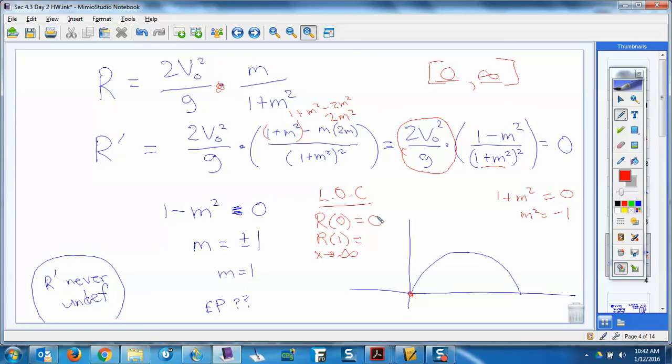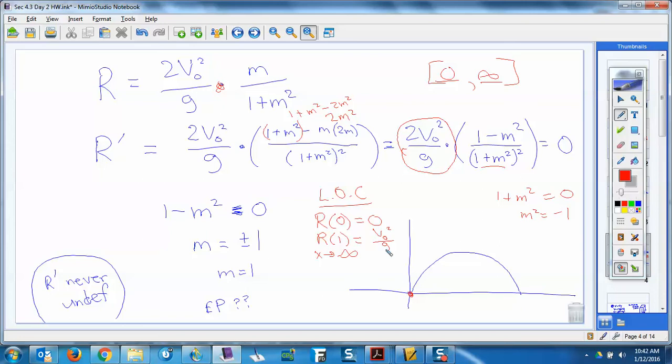All right, so let's put a 1 in here. So we get 1 over 2. The 2 would cancel this. And so you end up just getting V sub 0 squared over G, which is just some positive number. Both of those were positive. G was 9.8.